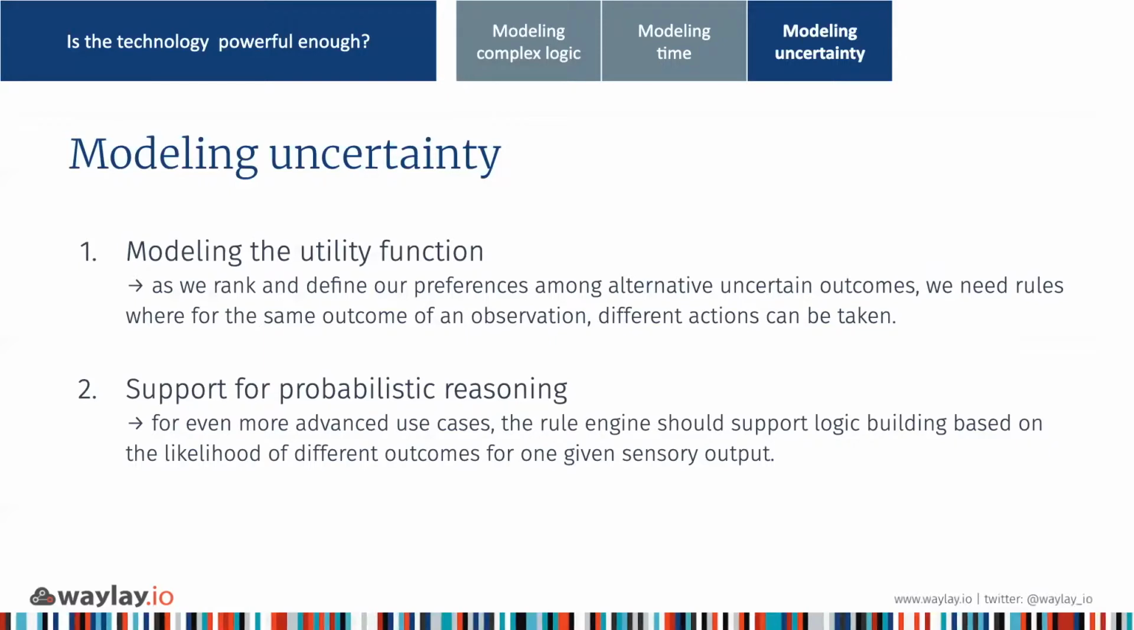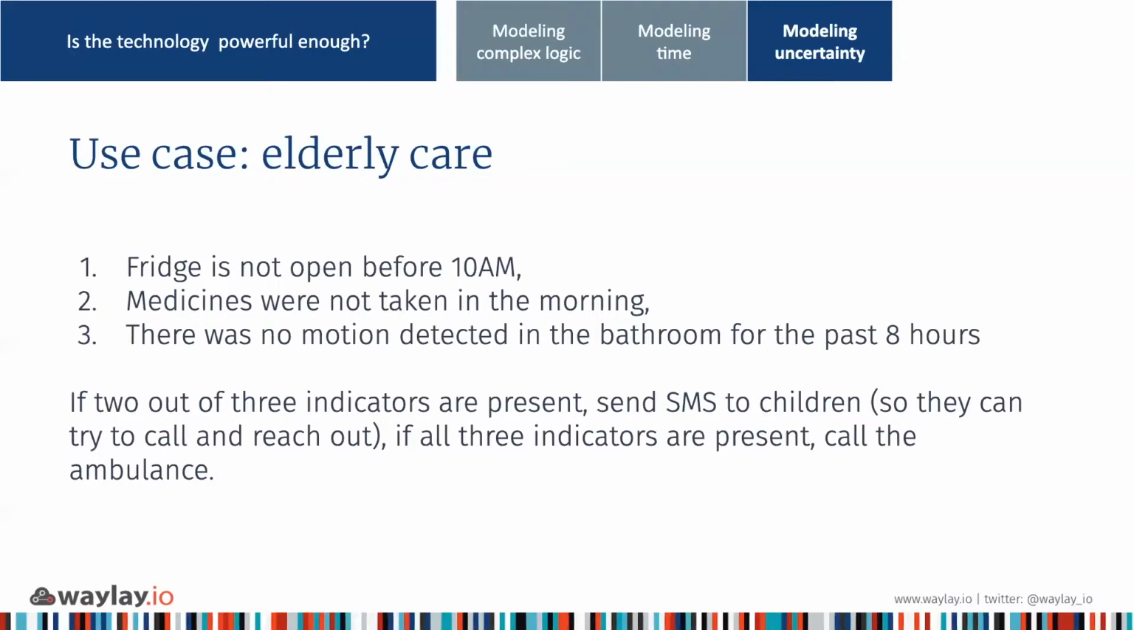Then the next thing that is again interesting to have, and depending on the vertical you might be interested in this capability as well, is the possibility to model utility functions, or to use the rules engine as a kind of probabilistic reasoning engine. What I mean by that is, just to give you an example, the elderly care use case that we actually did some time back.